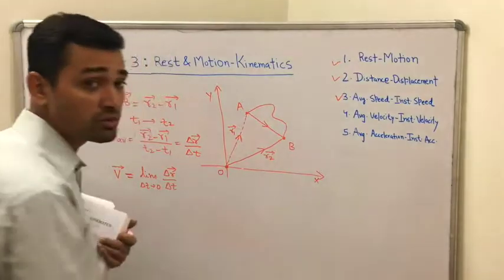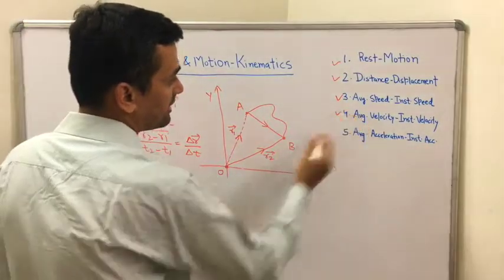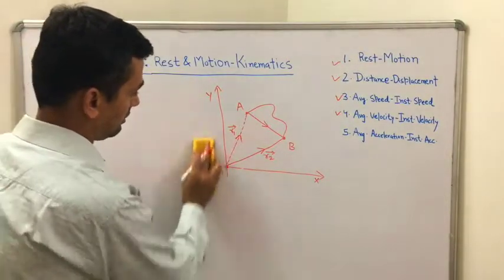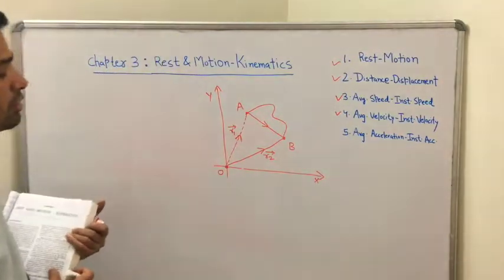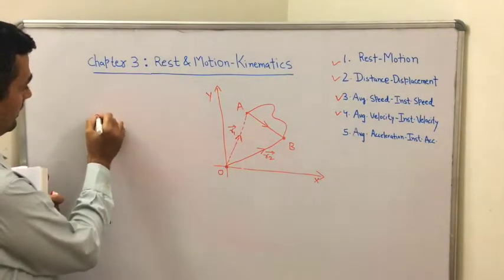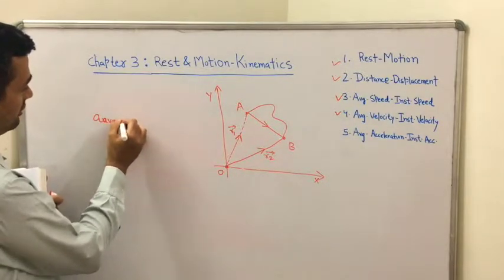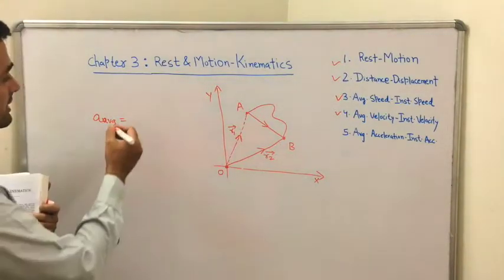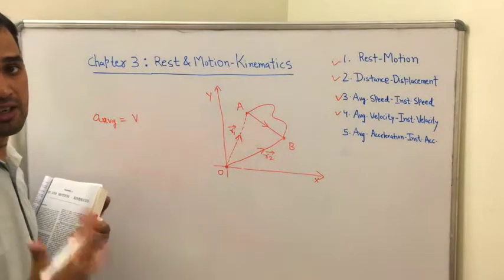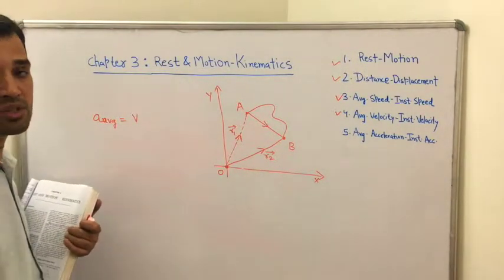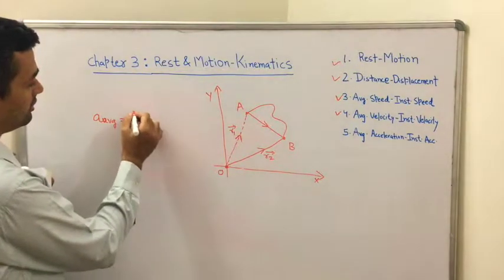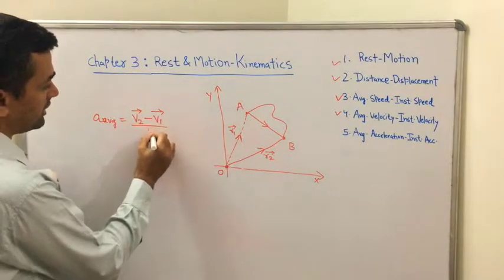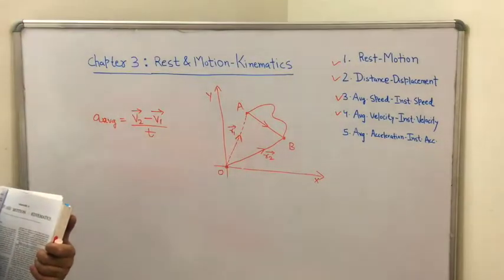Now let us learn about average acceleration and instantaneous acceleration. A average is equal to... what is acceleration? Acceleration is the rate of change of velocity. Let's say the initial velocity was v1 and after a time period it becomes v2. Then average acceleration is the change in velocity upon the time that it took for the change.